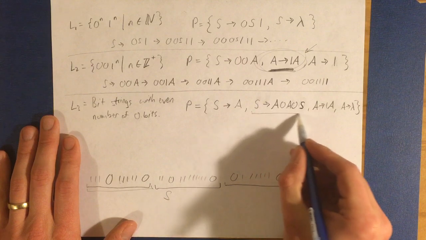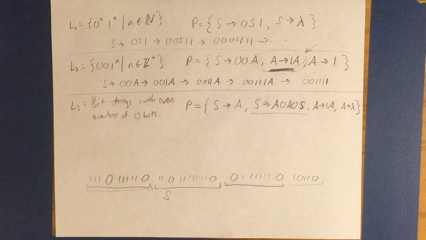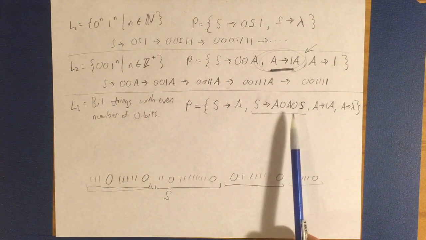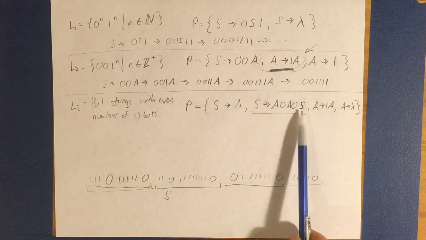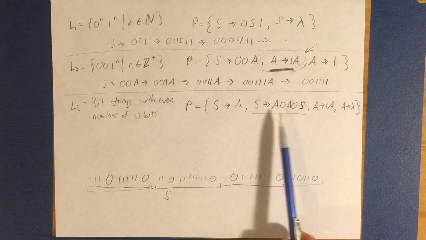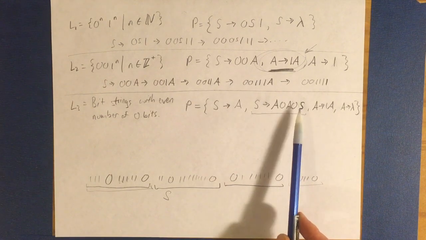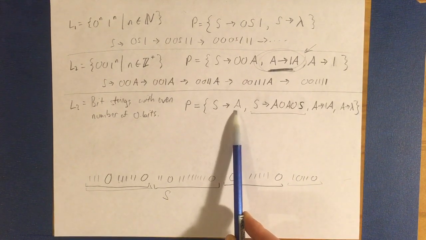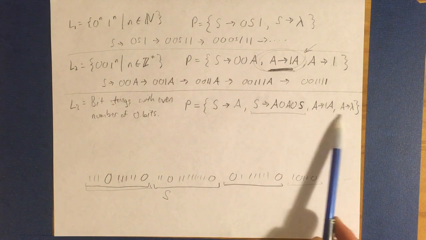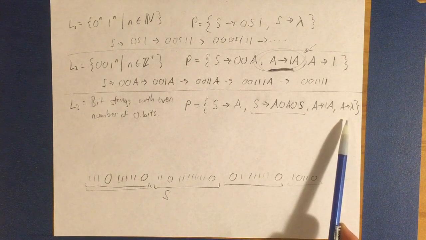This production right here is really the crux of the whole thing. S replaced by A0, A0, S. This can loop around, and you can do this as many times as you want with more A0, A0 segments. And you end it by eventually replacing your last S with another A, and then every single one of the A's can turn into any number of ones.